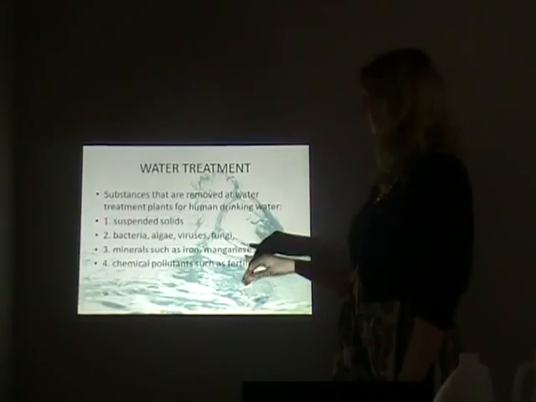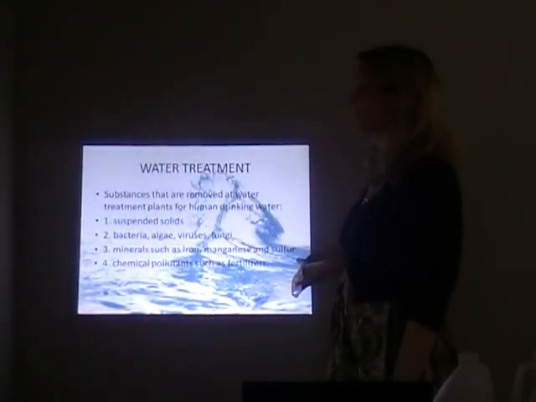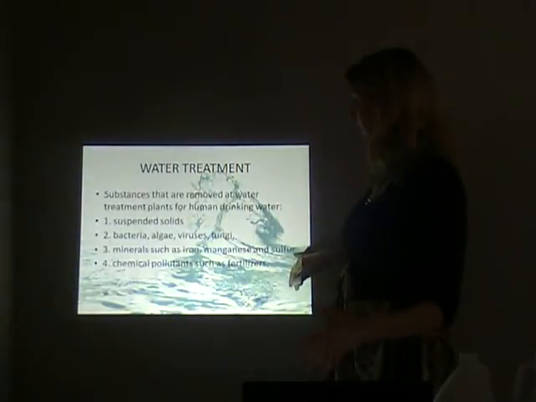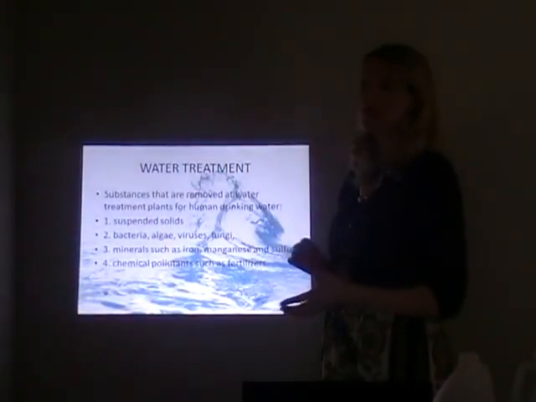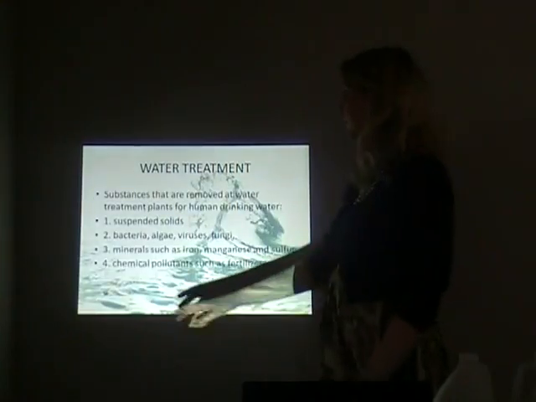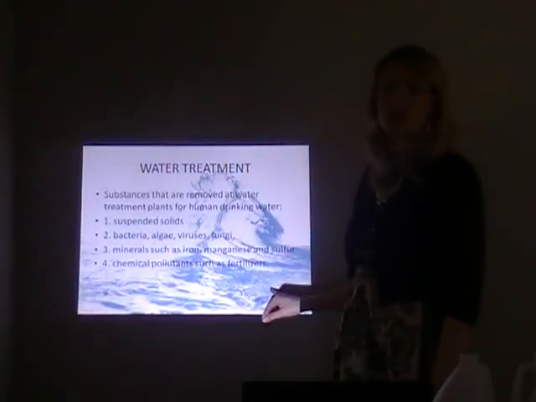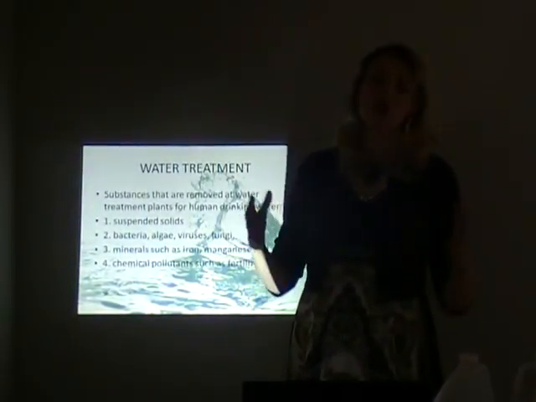Then minerals such as iron, manganese, and sulfur, things like that, that are out of balance and are in excess and would probably throw you out of kilter if you were to drink it in those concentrations. Those are then balanced. And then chemical pollutants such as fertilizers and other things are then taken out. So let's do a demo and I'll just show you some of these things.